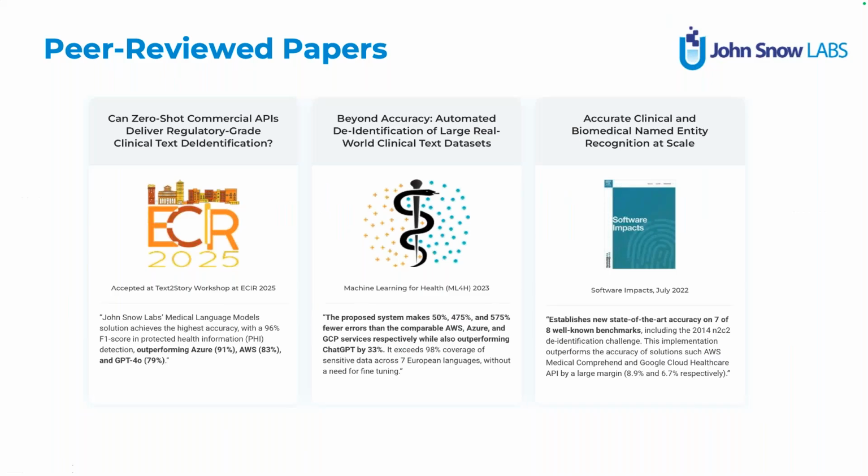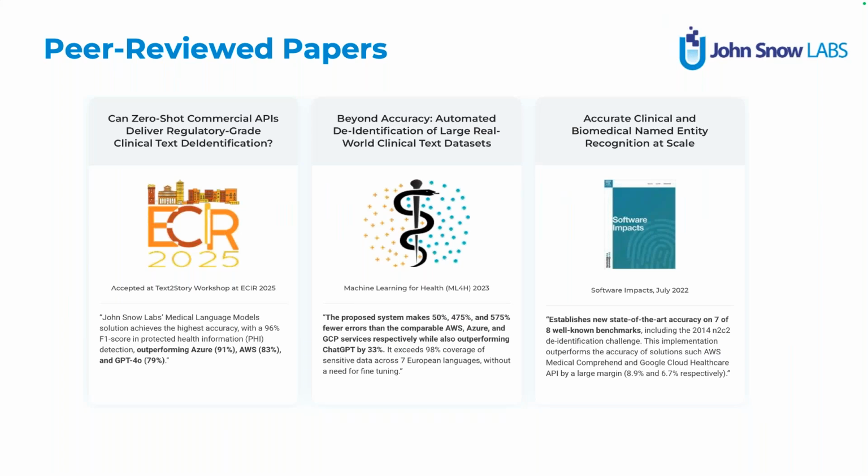Peer-reviewed papers. We are proud to showcase our leadership in clinical text de-identification, validated by our recent publications in prestigious venues. For instance, our research accepted at ECIR 2025. By the way, I am one of the writers of this paper. It demonstrates the superiority of our medical language models, achieving an outstanding 96% F1 score for PHI detection, significantly outperforming major commercial APIs like Azure and GPT-4o.